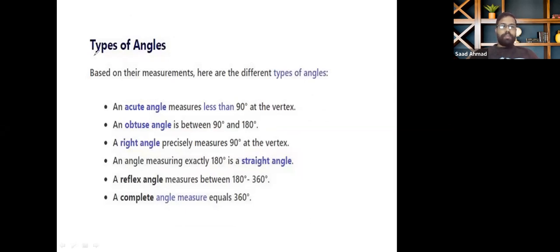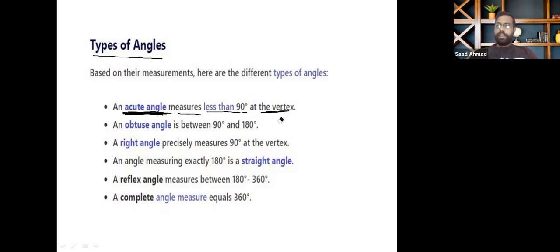Okay, so there are some types of angles based on their measurements. Here are the types of some angles. The acute angle measures less than 90 degrees at the vertex. The angles that are less than 90 degrees at the vertex are called acute angles. That's an acute angle.